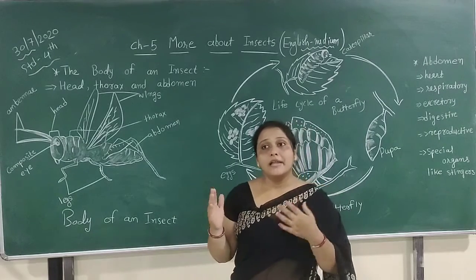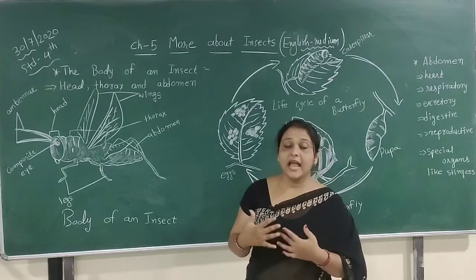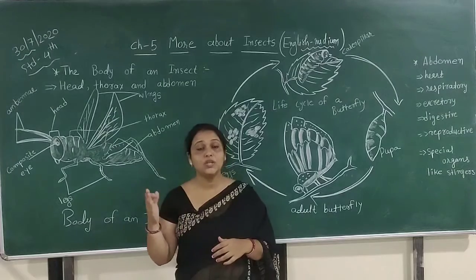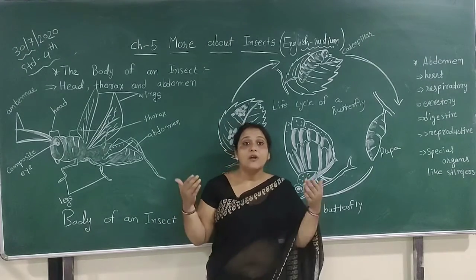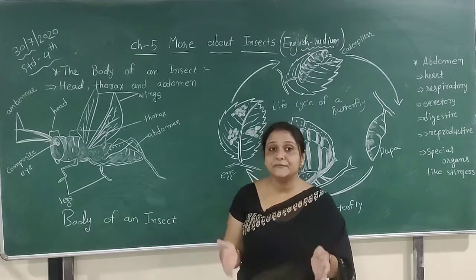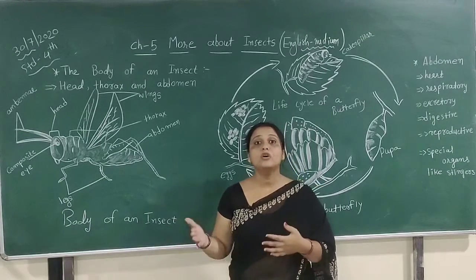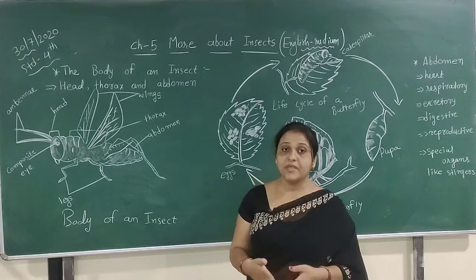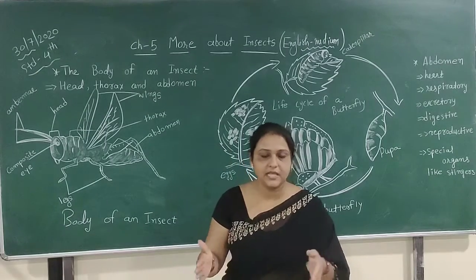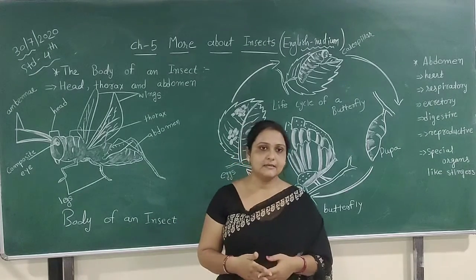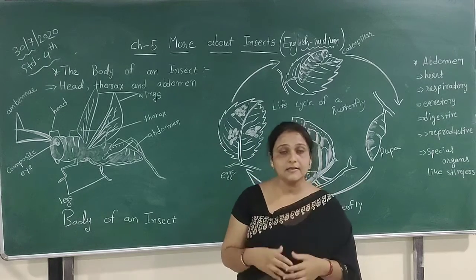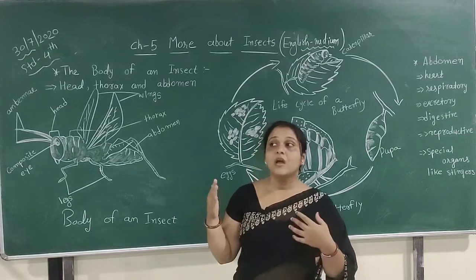So students, in the human body we have a skeleton system, and using the skeleton system we can do different types of activities. We can walk, we can eat, we can sit, because of the skeleton system. But in insects you can see the exoskeleton system. They do not have a skeleton system, but they have an exoskeleton system, and using this they survive.